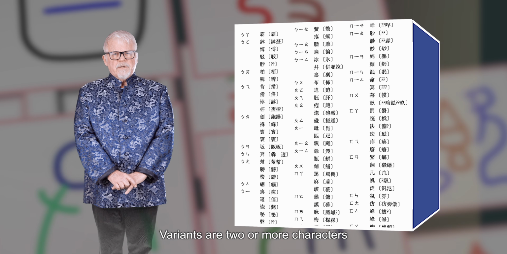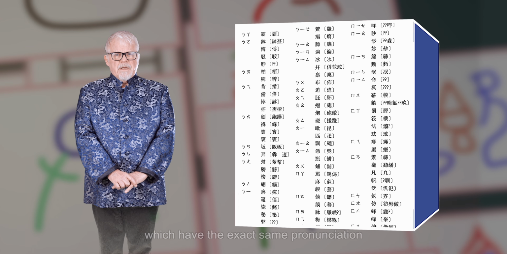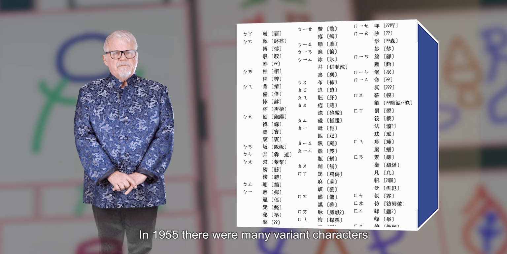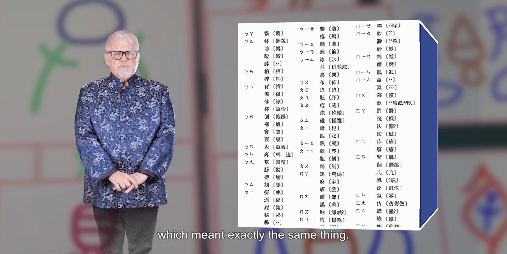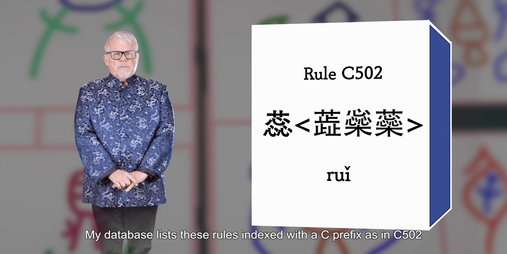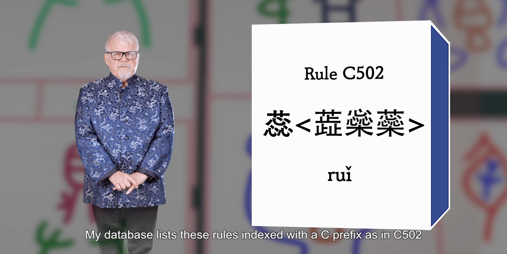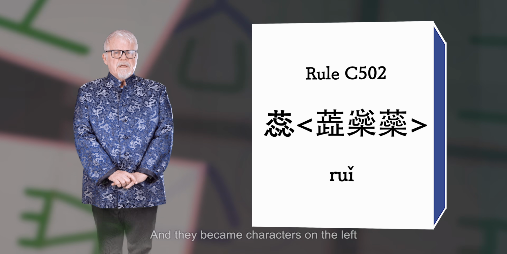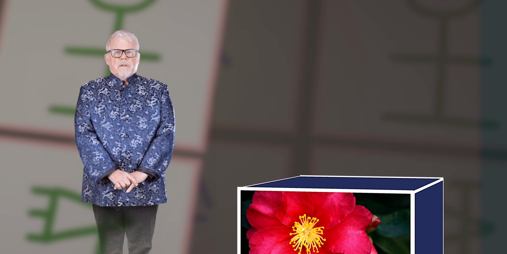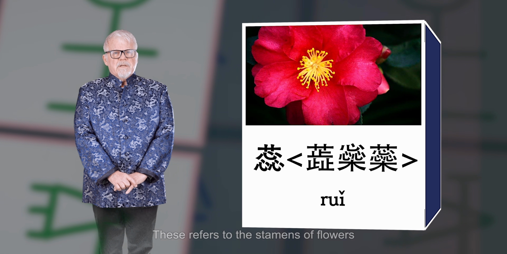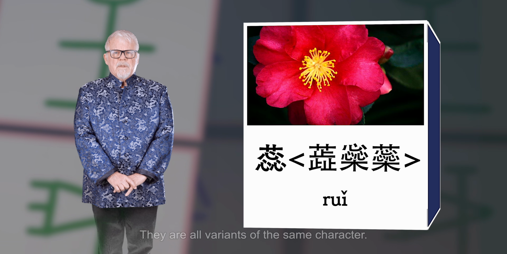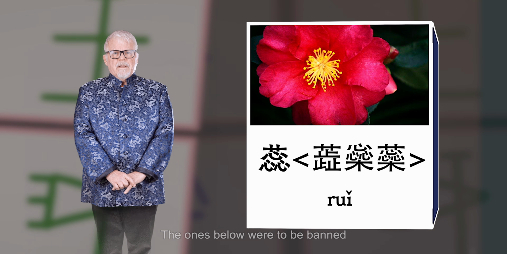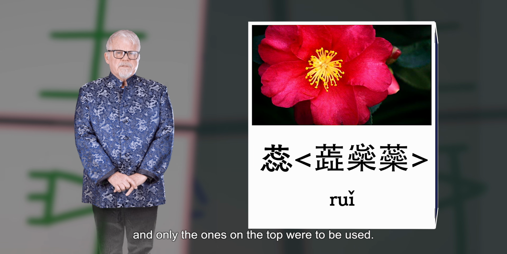Variants are 2 or more characters which have the exact same pronunciation and the exact same meaning, but may have different logical forms. In 1955, there were many variant characters which meant exactly the same thing. My database lists these rules indexed with a C prefix, as in C502. You see 3 characters on the right pronounced Ray, and they become the character on the left. This refers to the stems of flowers, and all of them are pronounced the same. They are all variants of the same character. The ones below were to be banned, and only the ones on the top were to be used.